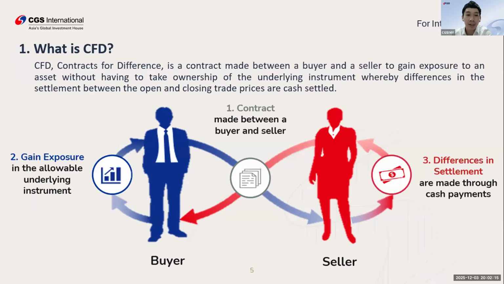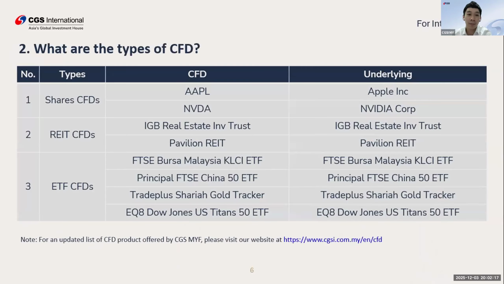CFD can come in many types of form. The types of CFD that we offer are share CFD, REIT CFD, and also ETF CFD. What are the share CFDs that we offer? For example, if you feel that Apple shares might go up or go down, you can gain exposure to Apple shares. One of the products we offer is Apple Share CFD. We can long, we can short for this product. Later, I'll share what the benefits of trading CFD are compared to normal traditional shares.